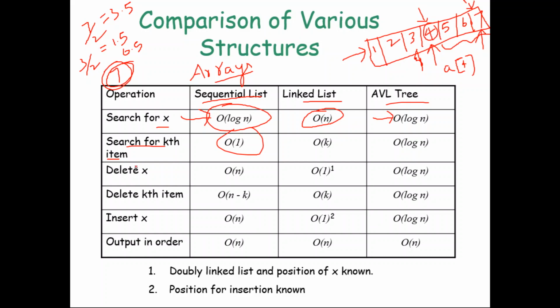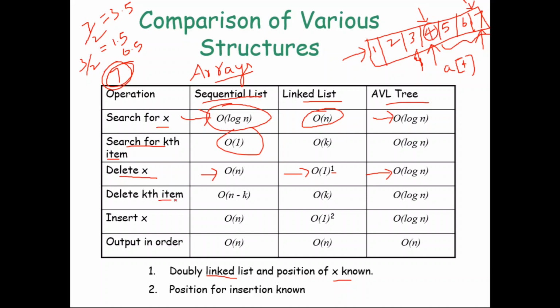And deleting an item X in a sequential list depends on where the item is. It is order of n time. In a linked list, it is order of 1 time. But here, we are assuming that the linked list is a doubly linked list and the position of X is known. That is, if you have a pointer to X, then you can easily delete it. In that case, it takes constant time. But in an AVL tree, it takes order of log n time.